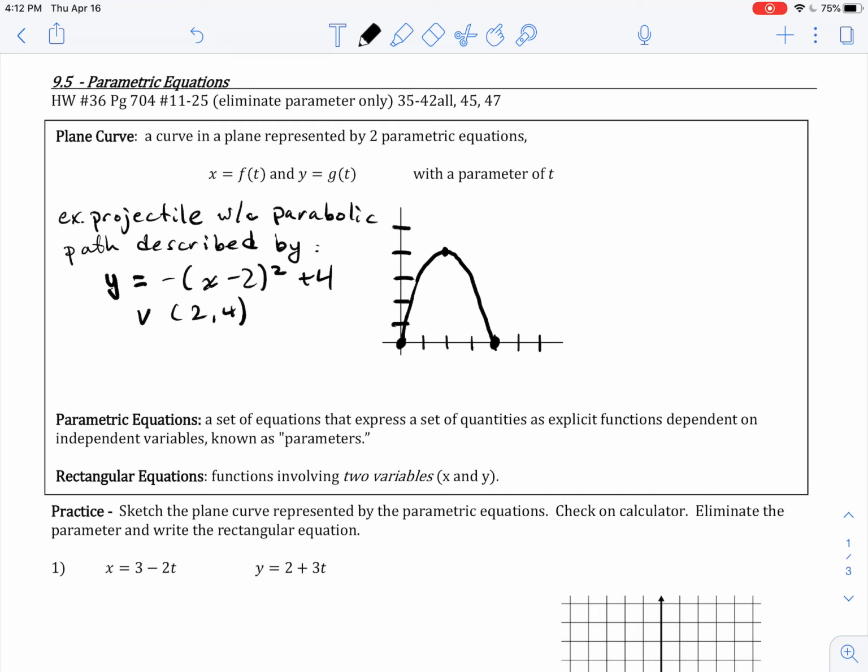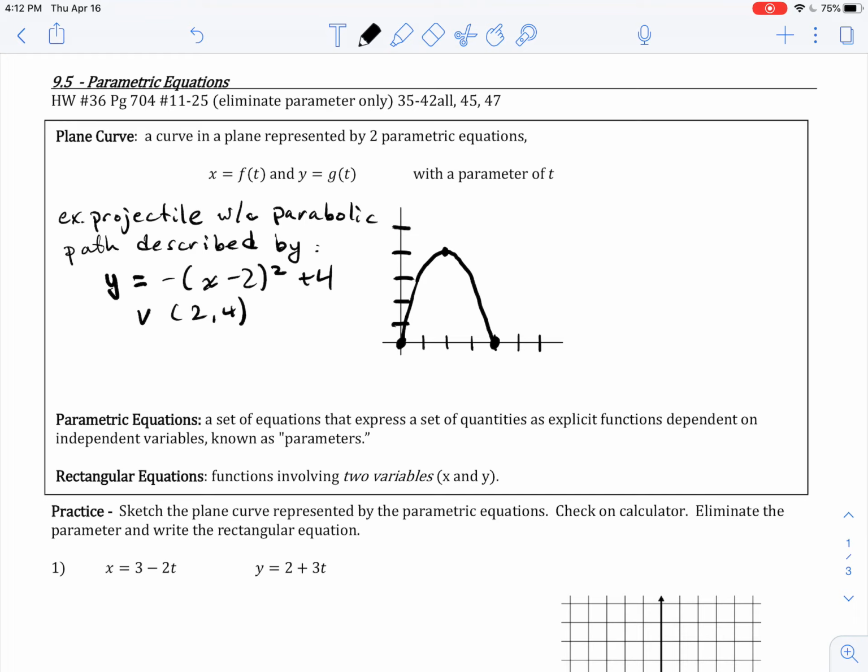So this is an example of a graph of a rectangular equation, y equals negative the quantity of x minus 2 squared plus 4. And we can see here that our y value, if y is our vertical height, depends on what our horizontal distance is. So y is a function of x. Y explicitly depends on what our x value is. These are what we call rectangular functions or rectangular equations.